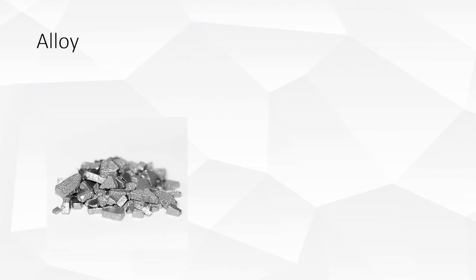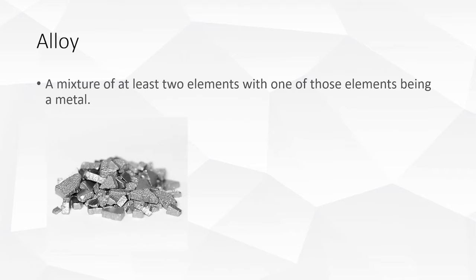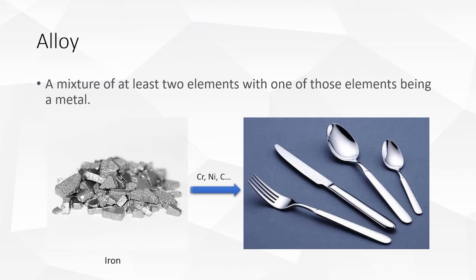What is an alloy? An alloy can be defined as a mixture of at least two elements, with one of those elements being a metal. This means that an alloy can contain two or more elements. Okay, let us see this diagram. The diagram on the left side is iron, while the right is stainless steel. When we mix iron, chromium, nickel, and carbon together, it can produce stainless steel through the alloying process.